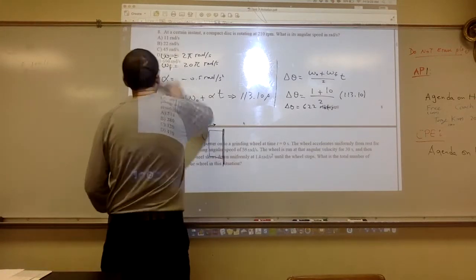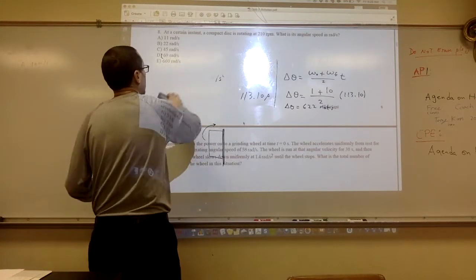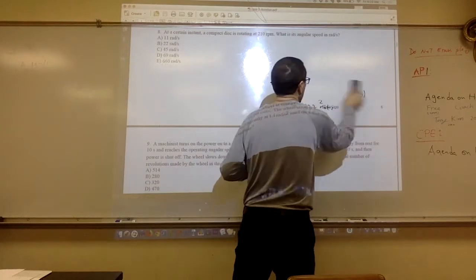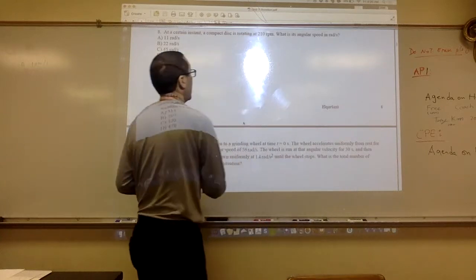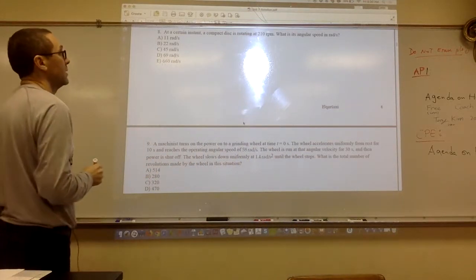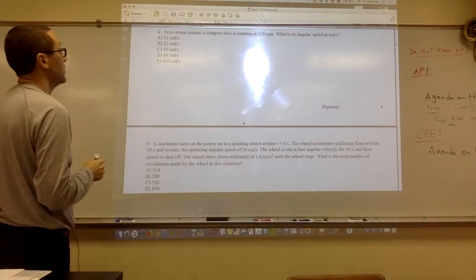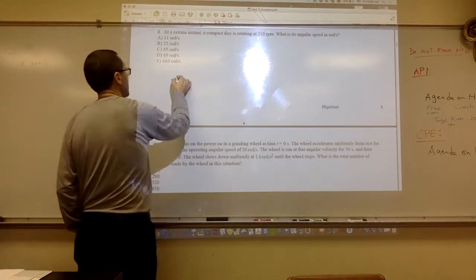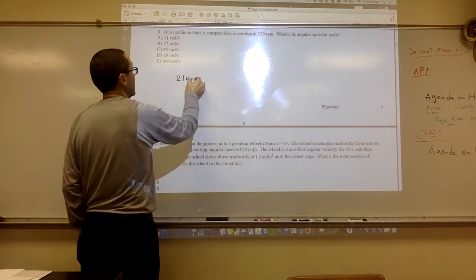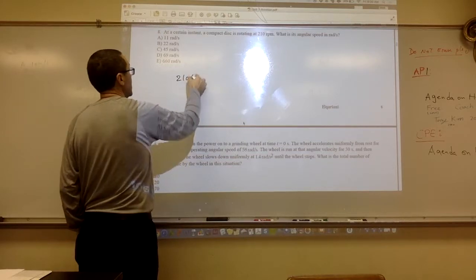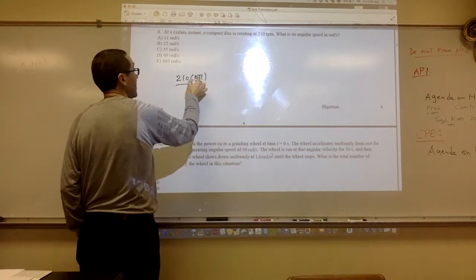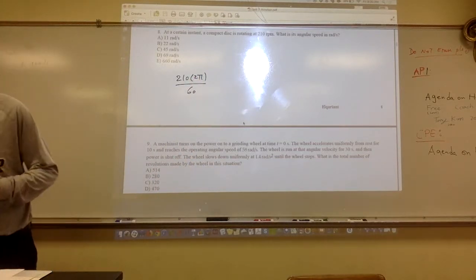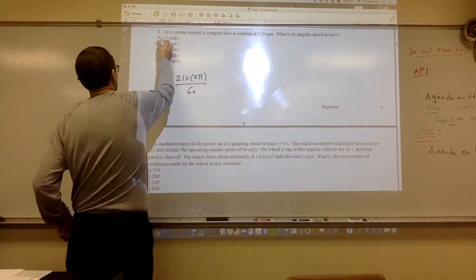Number 8, at a certain instant, a compact disc rotating at 210 rotations per minute. What is its angular speed in radians per second? I guess this is easy, right? So it's 210. Each rotation is 2 pi, and each minute is 60 seconds. So if you do the math here, you should get about 22 radians per second.